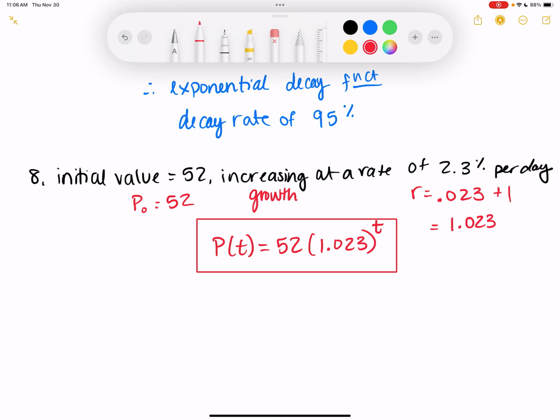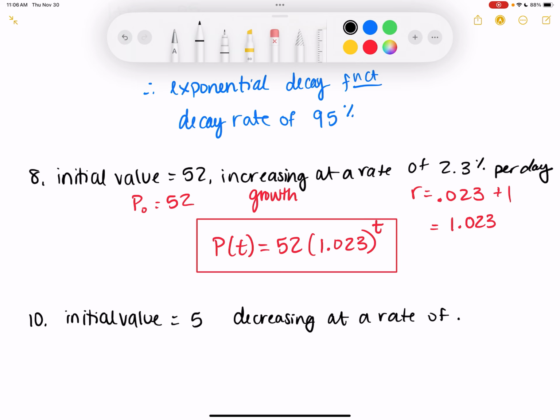Number 10. Initial value is 5, decreasing at a rate of 0.59% per week. So this one, if you were actually solving for T, would be in weeks, is what that's telling you. But we don't have enough information to be able to solve these at the moment.